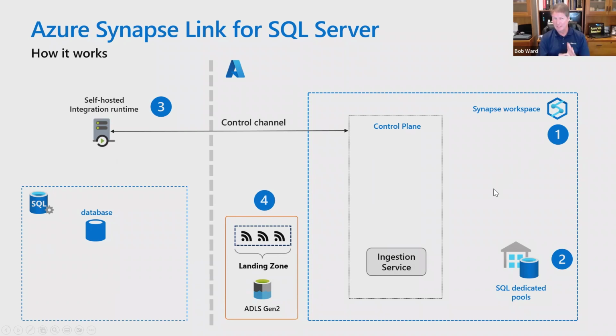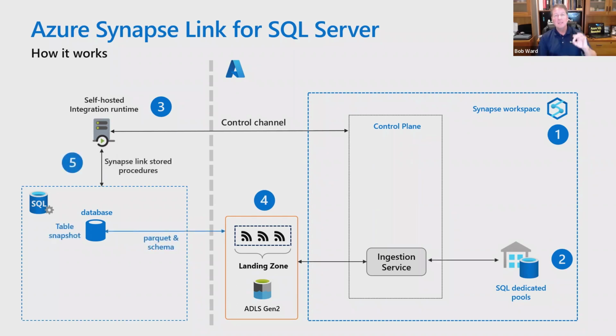Now I want to build something called a link connection based on these services. When I do that, Synapse will tell the host runtime, hey, you know SQL Server, would you run some stored procedures against that SQL Server and tell it to enable the database for linking to Synapse? And would you, based on a chosen set of tables that the user has picked in the Synapse link connection, seed those tables to the landing zone using Parquet and schema files? And then the ingestion service sees those files in the landing zone and puts them into SQL pools.